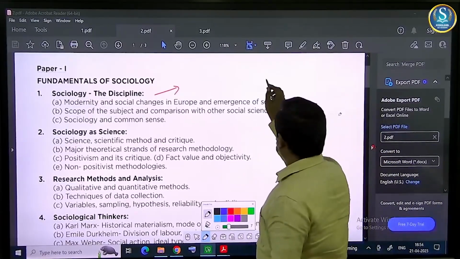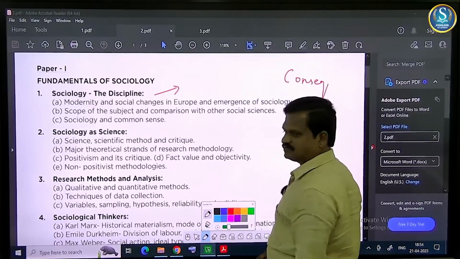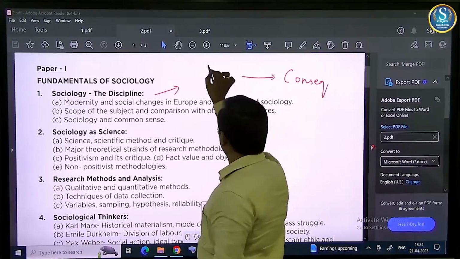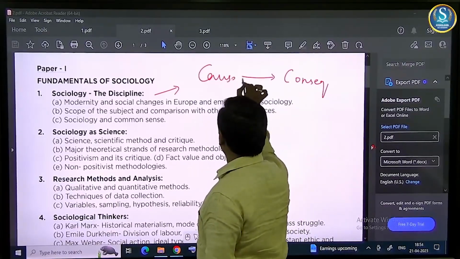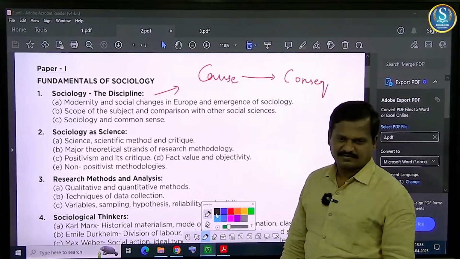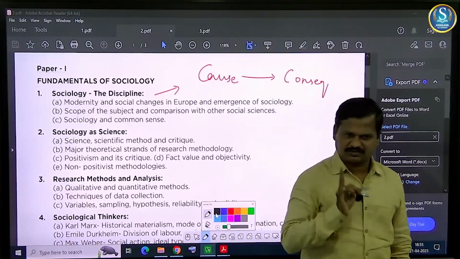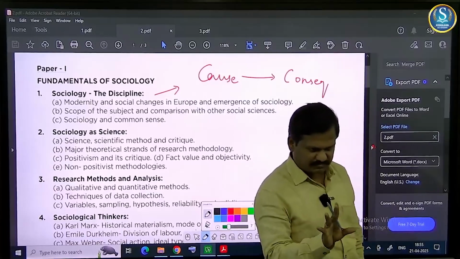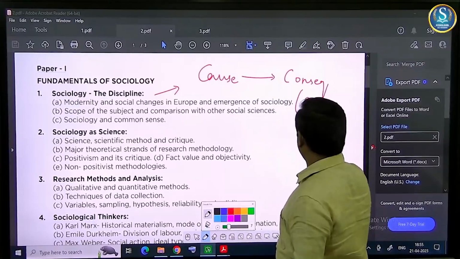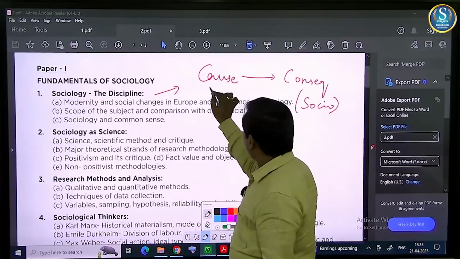Sociology is a consequence. For a consequence, there should be a cause. So there will be a consequence, and if there is a consequence, there is a cause. Understanding this point? The consequence is the subject called sociology. What is the cause?